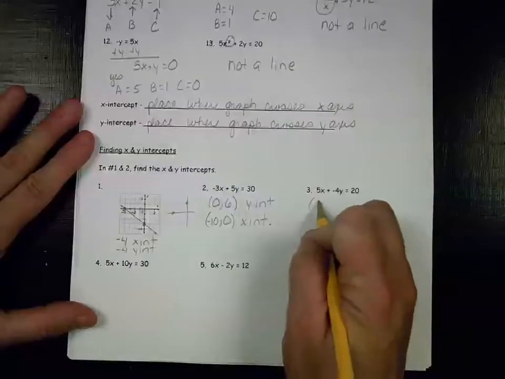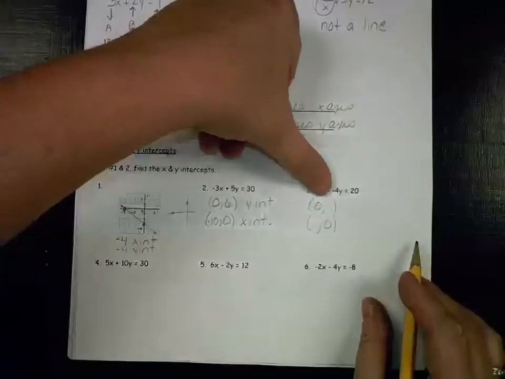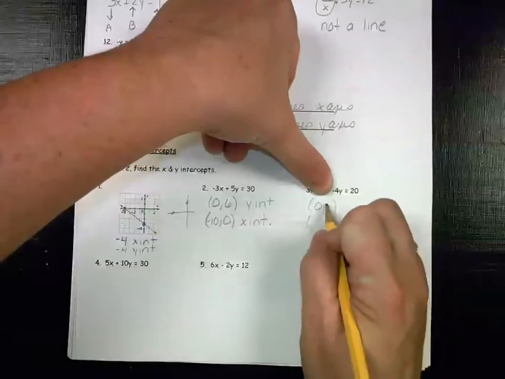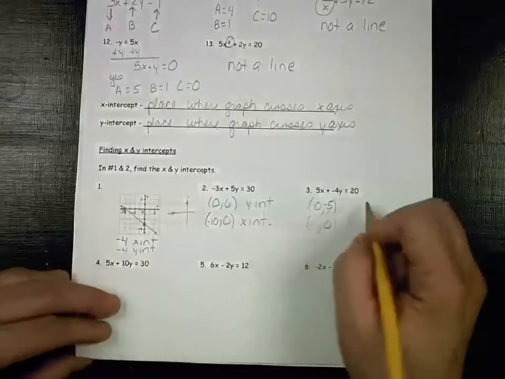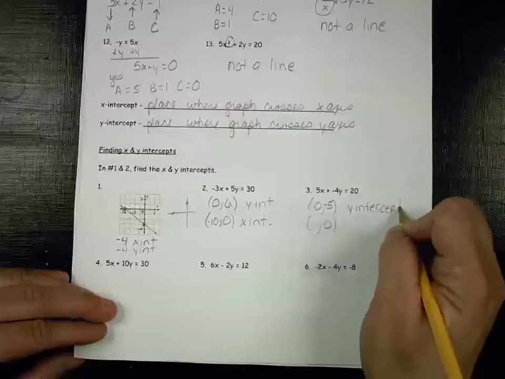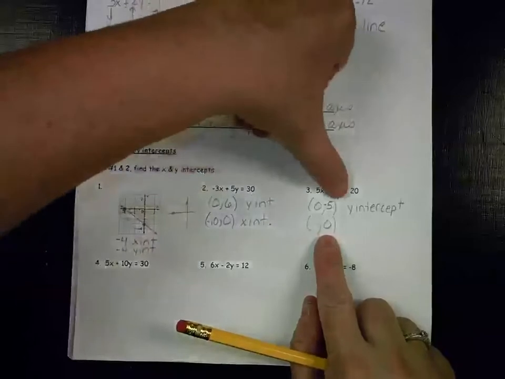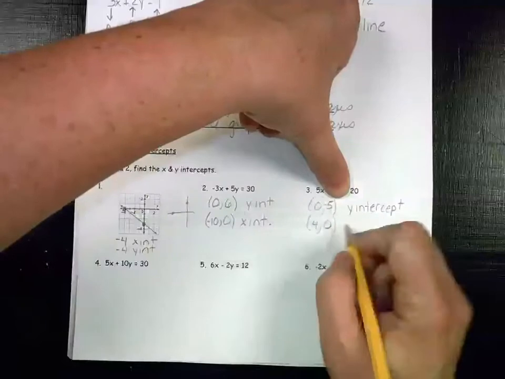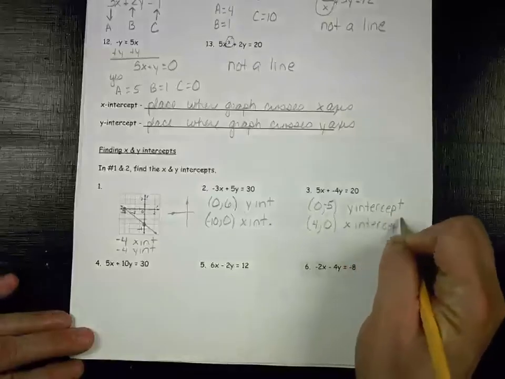Number 3, same thing. We're going to do this 0, 0 thing. X is 0, we cover that up. 20 divided by -4 is -5. That number is in your y spot, so that is your y-intercept. And if y is 0, we cover this up. 20 divided by 5 is 4, and that is your x-intercept.